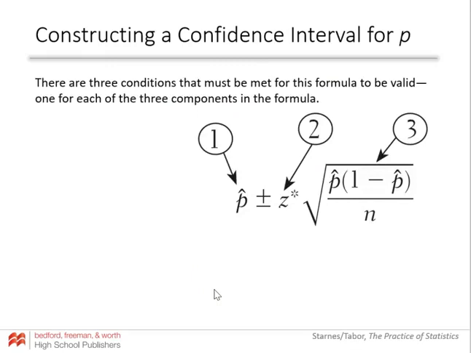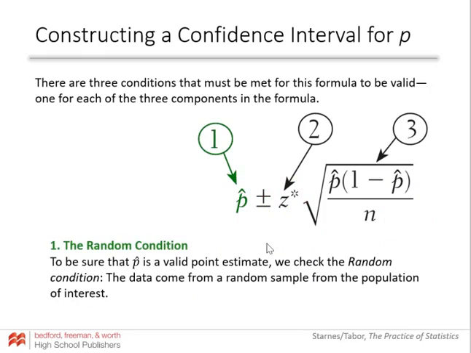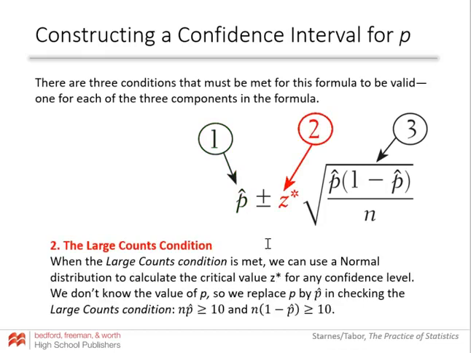To be able to use this formula, there are three conditions that have to be met. You can think of it as one for each section of the formula. The first one is our sample has to be random. So we have to take a random sample. We have to meet the large counts condition that we talked about last time to make sure that we can use a normal distribution. This Z star value, which I'm going to tell you how to find in just a minute, is contingent on being able to use a normal distribution, which means we have to meet the large counts condition. So n times p and n times 1 minus p both have to be greater than or equal to 10.